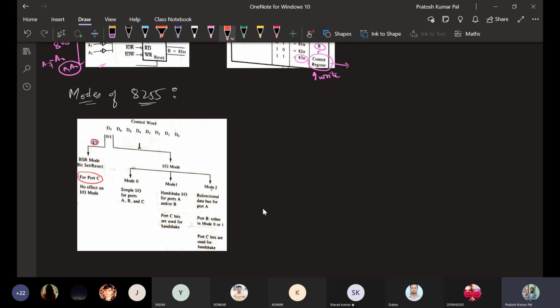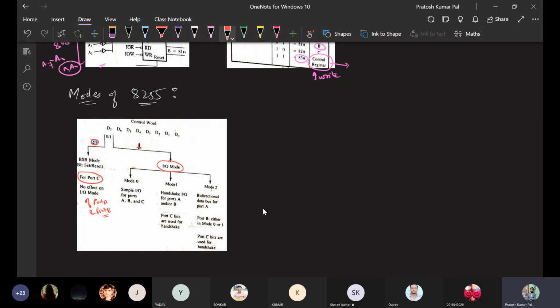So this BSR mode is not going to affect the input output mode of port A and port B. In BSR mode, the 8255 will only be setting or resetting the bits of port C. Another mode is when this D7 bit is 1. In that particular case, the 8255 will be working in input output mode.